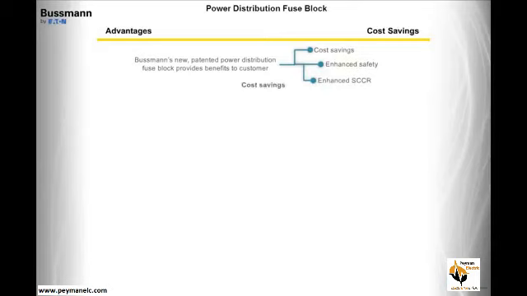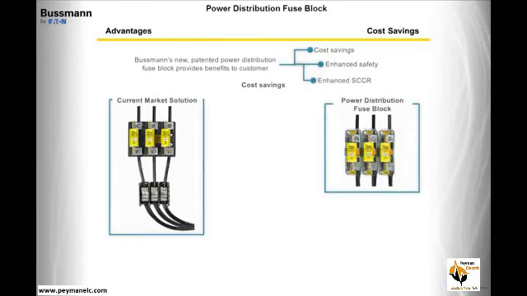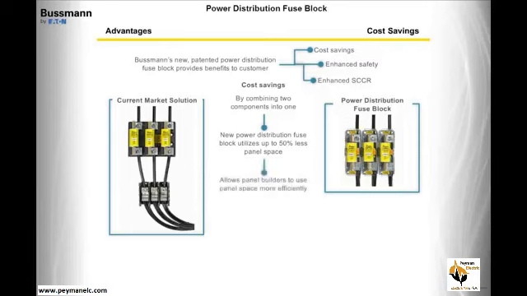Let's start with cost savings. Current market solution. Power distribution fuse block. By combining two components into one, the new power distribution fuse block utilizes up to 50% less panel space. This allows panel builders to use panel space more efficiently, fit more components in the panel, or potentially downsize to a smaller, less expensive panel. This innovative solution also requires fewer SKUs to purchase and manage.